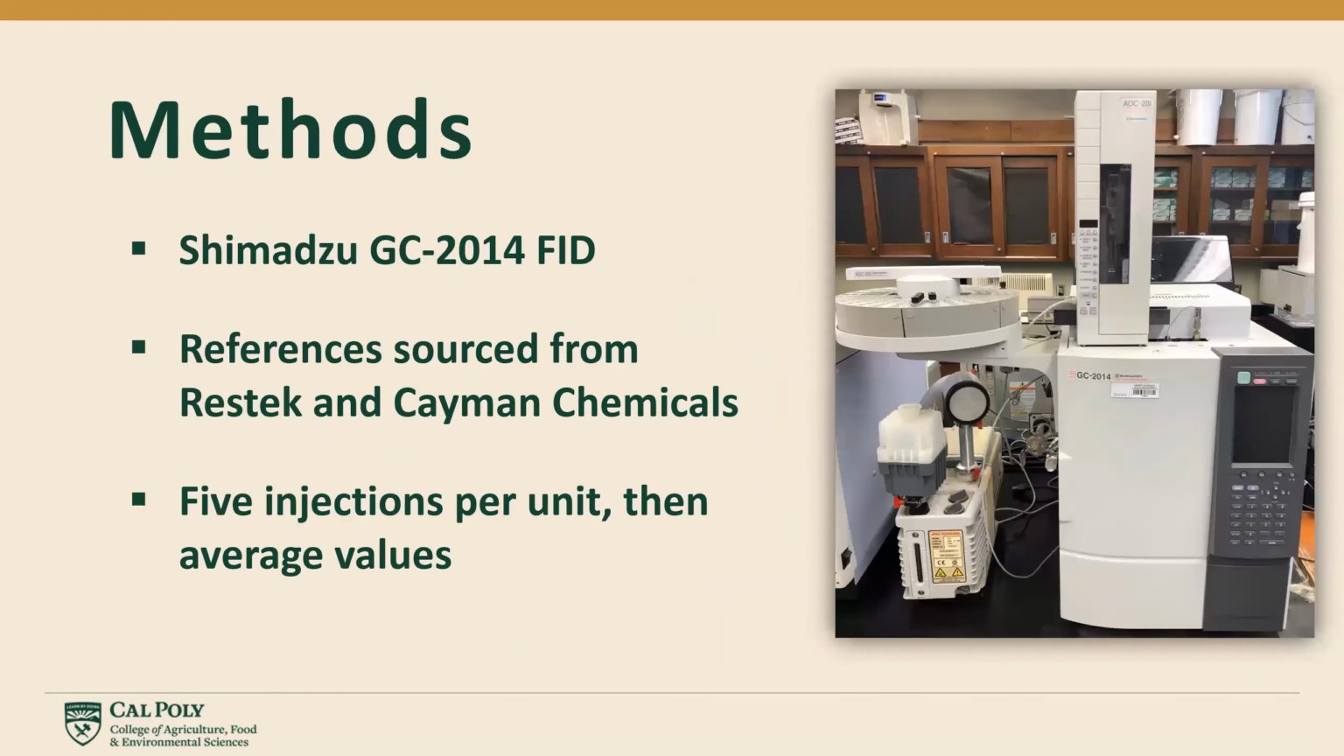To test for cannabinoids, we used a Shimadzu gas chromatograph 2014 equipped with a flame ionization detector. The references for the cannabinoids were sourced from Restek and Cayman Chemical. There was a total of 5 injections per experimental unit, and then those 5 values were averaged to come up with a representative value for each of the samples.